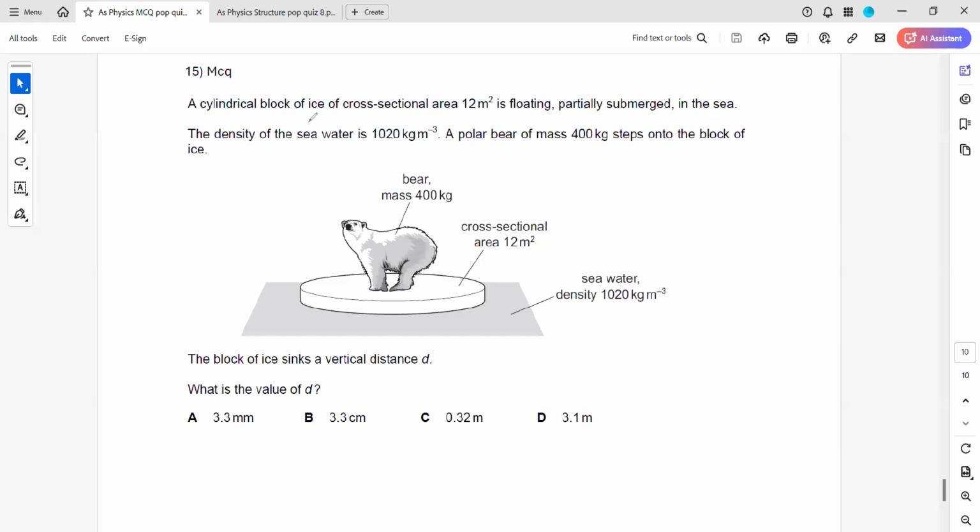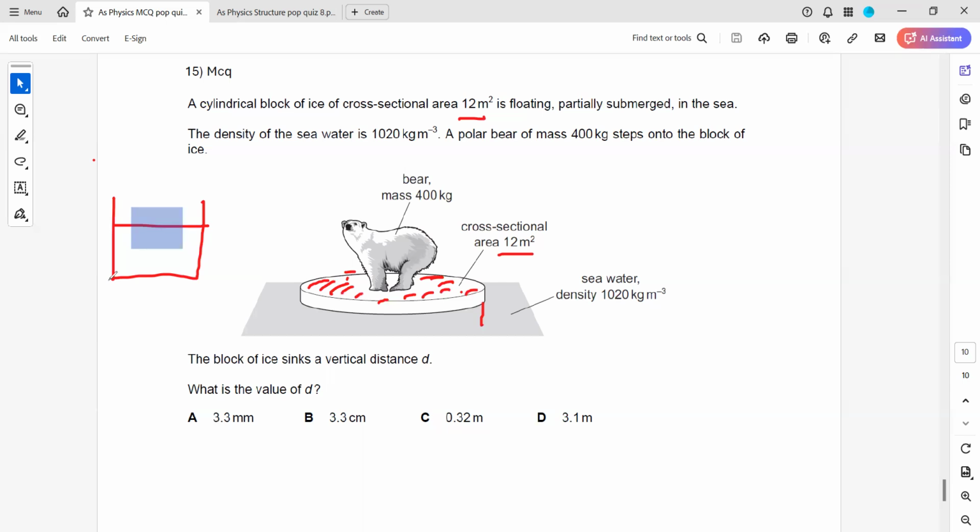So a cylindrical block of ice, which has a cross-sectional area of 12 meters square. So this whole area of the ice is 12 meters square. It is partially floating, meaning some part of the ice is underwater. So if I draw it sideways, say some part of the ice is underwater. We want to find how far the block of ice sinks, the vertical distance d.